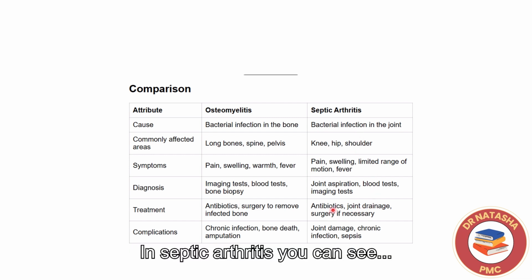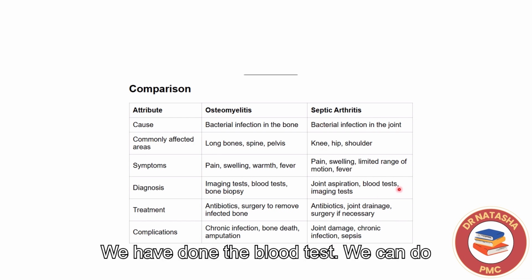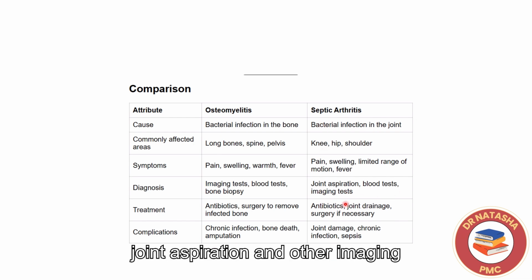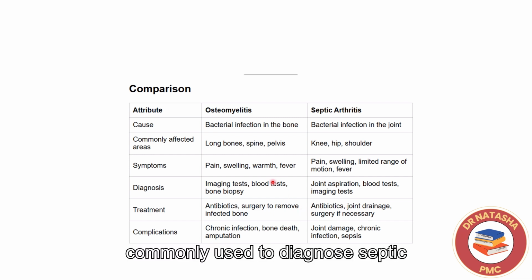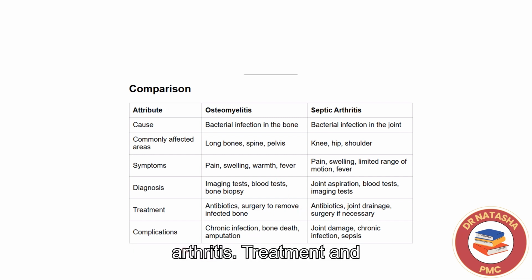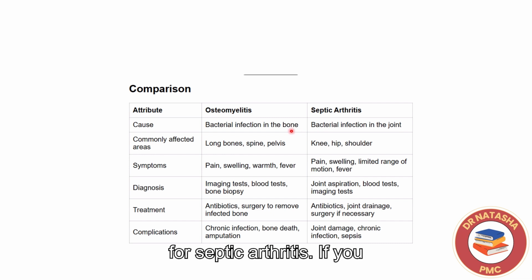In septic arthritis, we have done the blood tests. We can do joint aspiration and other imaging studies such as ultrasound, which is commonly used to diagnose septic arthritis. For treatment, both cases receive antibiotics. Surgery to remove infected bone for osteomyelitis, and joint drainage for septic arthritis.